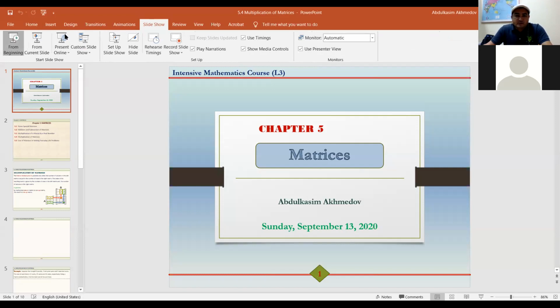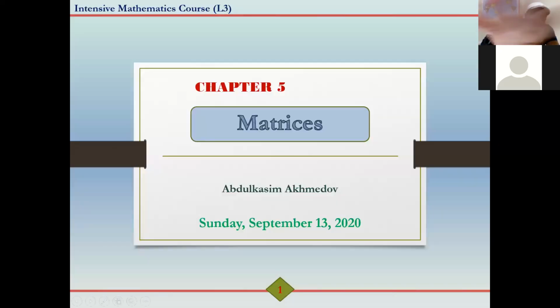Can you see the screen? My screen, yes. Good. When did we have our last class? Like 14 days ago. Good, at least better than none. At least we meet maybe once a week or once in 2 weeks, once a month.